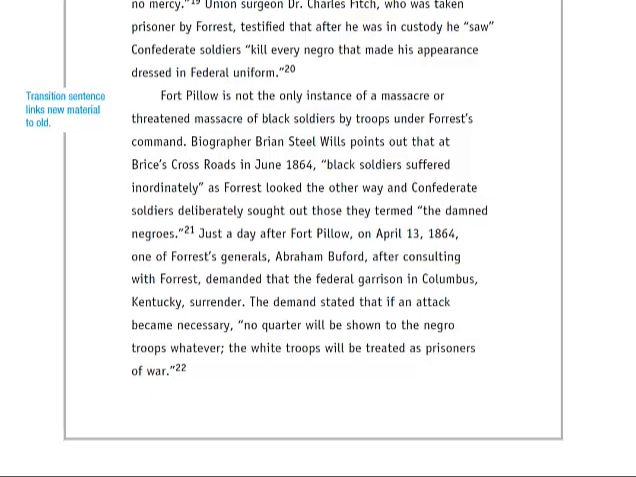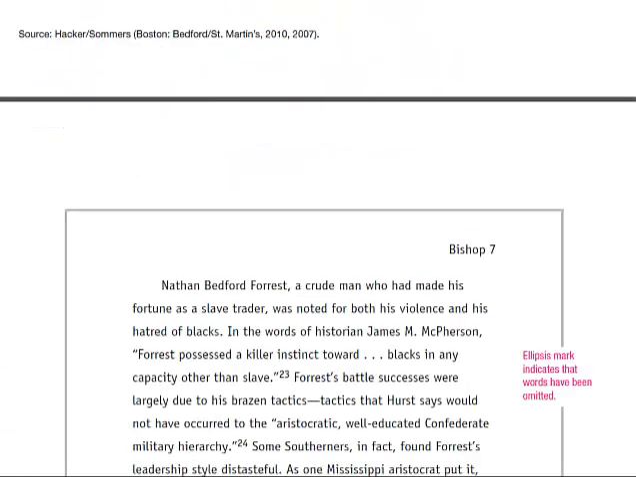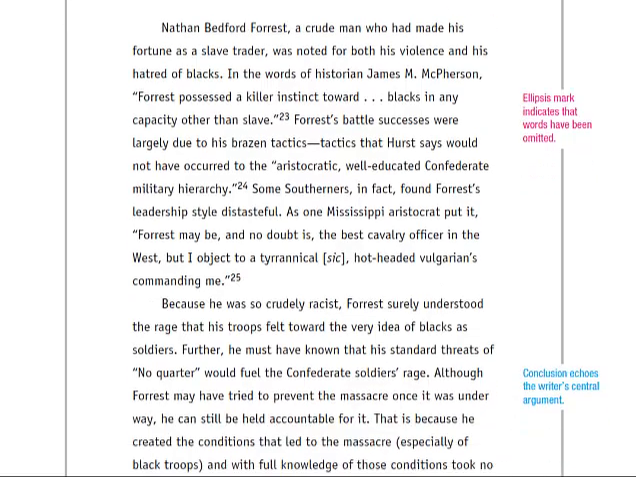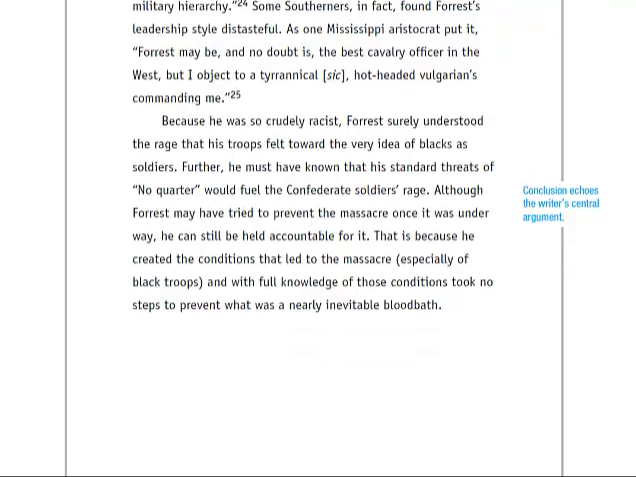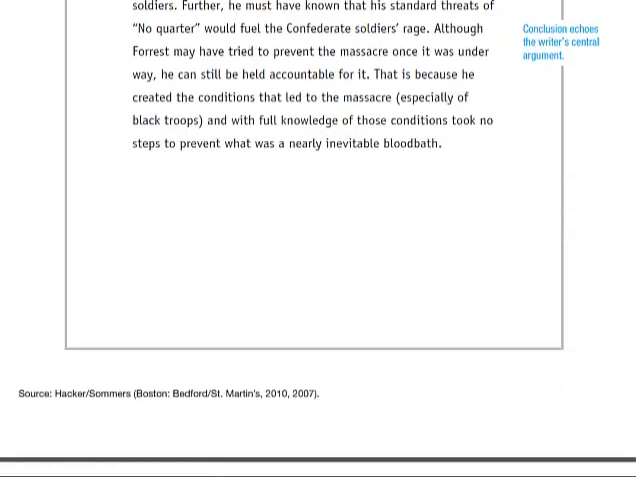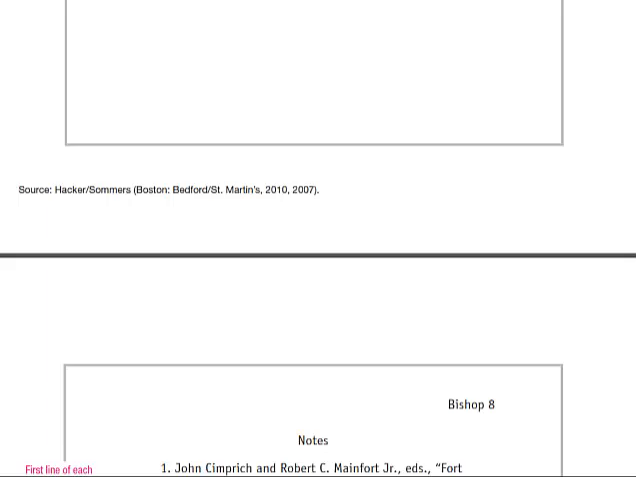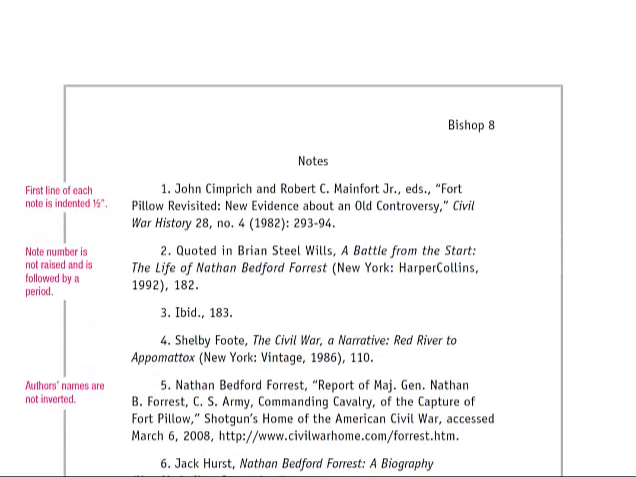Transition sentences to link new material to old. There are lots of good comments throughout this paper that you can read through. The conclusion should repeat your thesis statement in a different way, but you're telling me what you've proved in your paper. It's the last thing you leave the reader with.